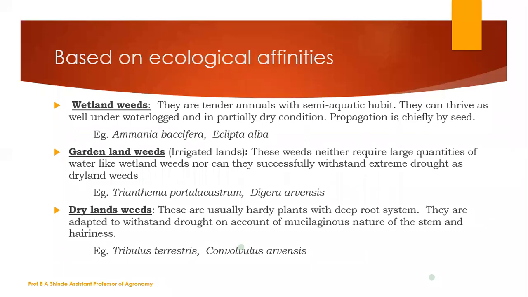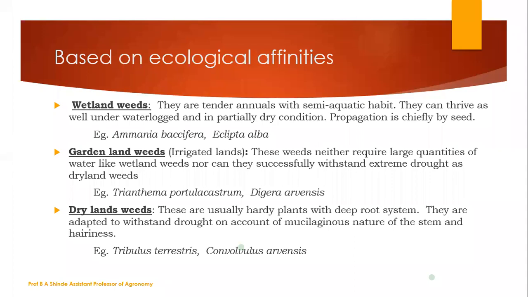The wetland weeds are tender annuals with a semi-aquatic habit, which emerge and grow under submerged, waterlogged conditions, and propagate mainly by seeds. Examples are Ammannia baccifera and Eclipta alba.